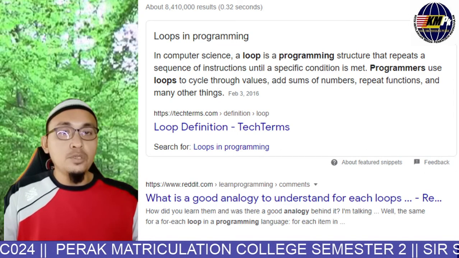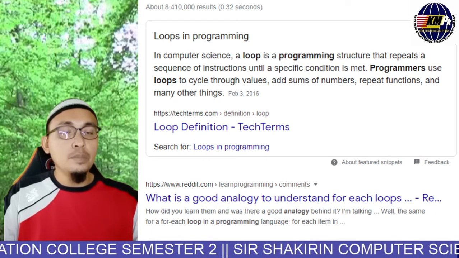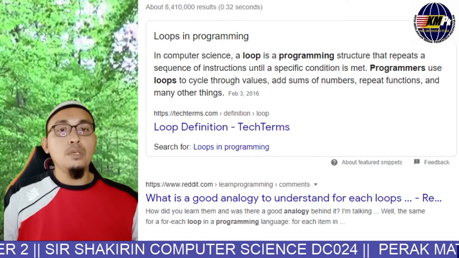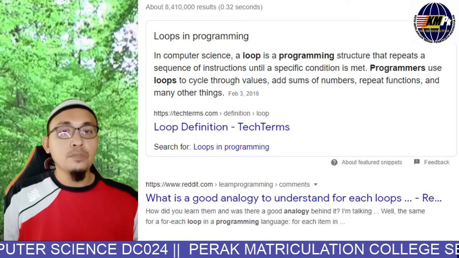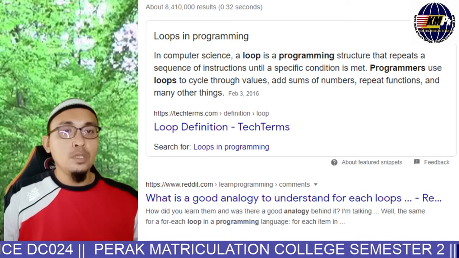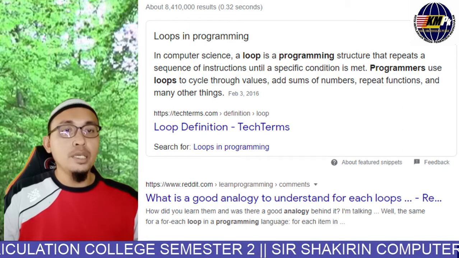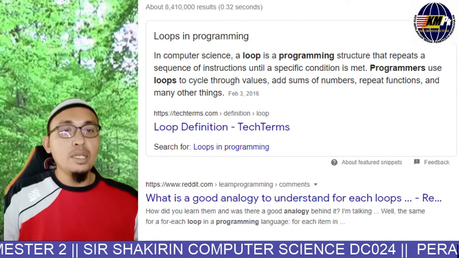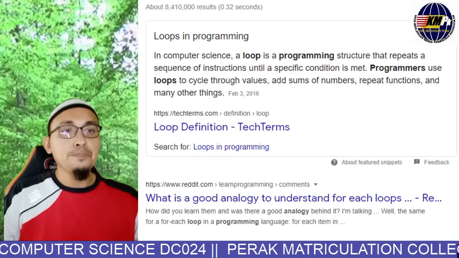Today we are going to continue our topic for the computer science approach in problem solving, and we are still in the topic problem analysis, and we move to the next subtopic, which is about the loops in programming, or how we are going to determine what is a loop in a problem analysis. Okay.